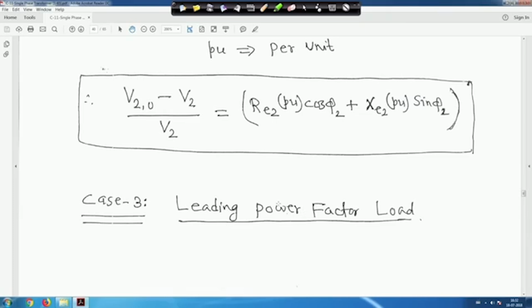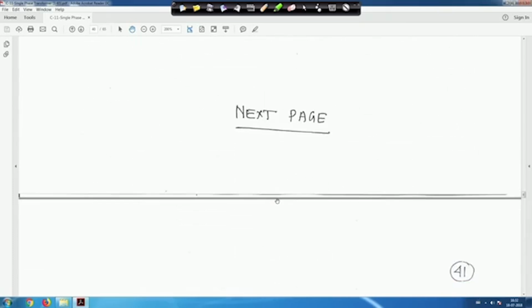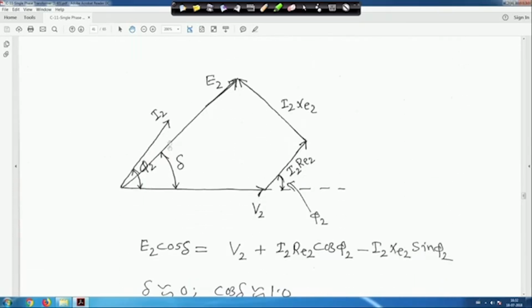Okay, we are back again. So, next is leading power factor load. The way we have done lagging power factor load, same way we will do leading power factor load. In this case current is leading. Look, that E2 square is equal to, I did not do it for you, this is your job, please do it. I have made the approximation one.